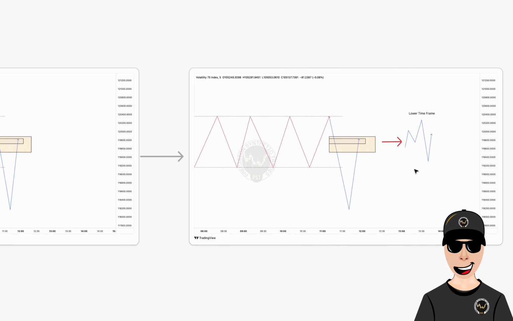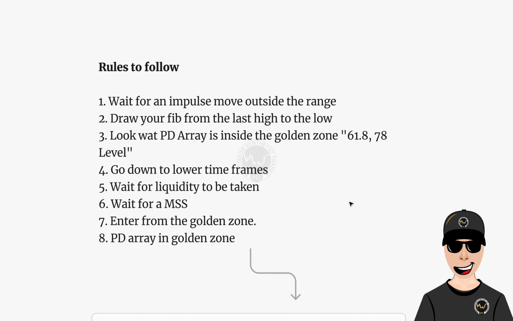All right, so let's jump to the actual charts to show you an example there as well. Okay, so here's a recap of the rules. Everything that we did in the previous one: we wait for the impulse move outside the range, we draw our fibs, we look at the PD arrays inside the golden zone, we go to the lower time frames, wait for liquidity, wait for market structure shift, enter from the golden zone and PD array in the golden zone.